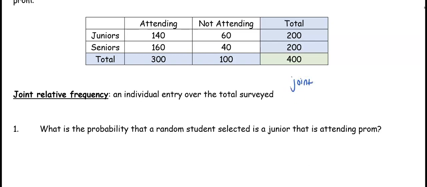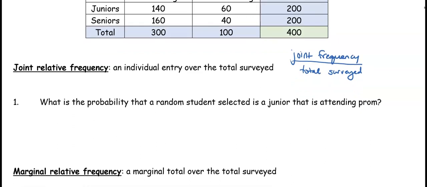All of these vocab words, they're just vocab. I feel like we don't even use them. But it's important that you know what they are, but don't let yourself get overwhelmed with all of the different vocab because the questions generally don't use the vocab words. It's about being able to figure out what the probability is going to be. All right, so what is the probability that a random student selected is a junior that is attending prom? So we're looking for the probability of a junior who's attending prom.